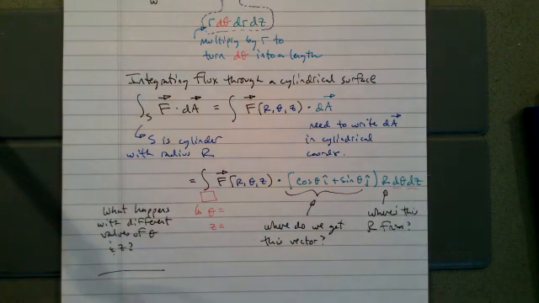So that's what I want you to think about. Why does the dA look like this in this problem? Then ask the same questions if we're looking at the flux through a spherical surface. All right, let's pause the video here and talk about what's coming next.